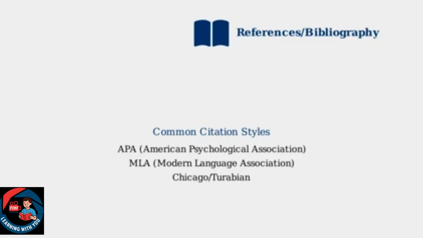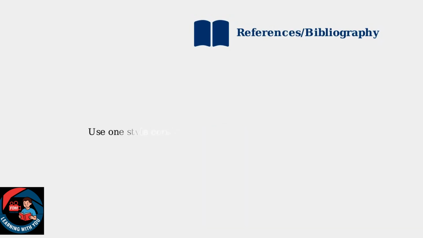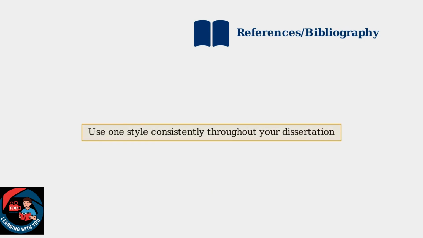Common styles include APA, used primarily in social sciences, MLA, commonly used in humanities, and Chicago style, which is versatile for various disciplines. It's crucial to choose one citation style and apply it consistently throughout your entire dissertation. This ensures clarity and professionalism in your academic work.